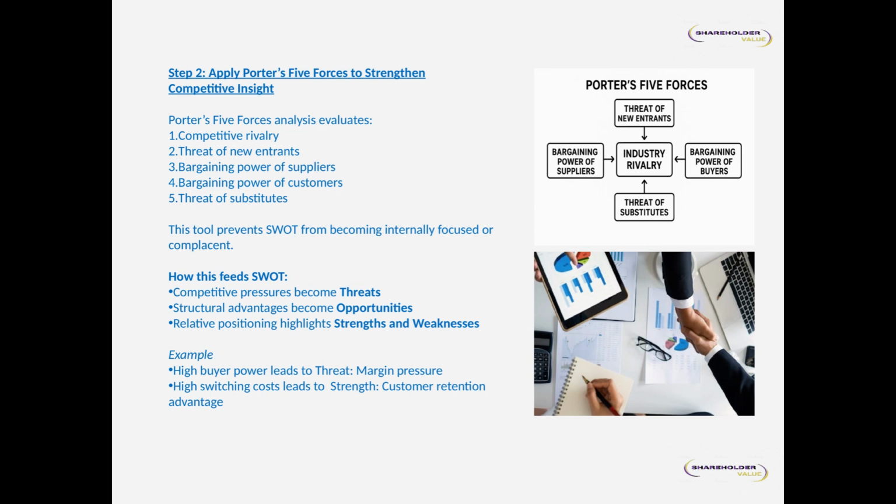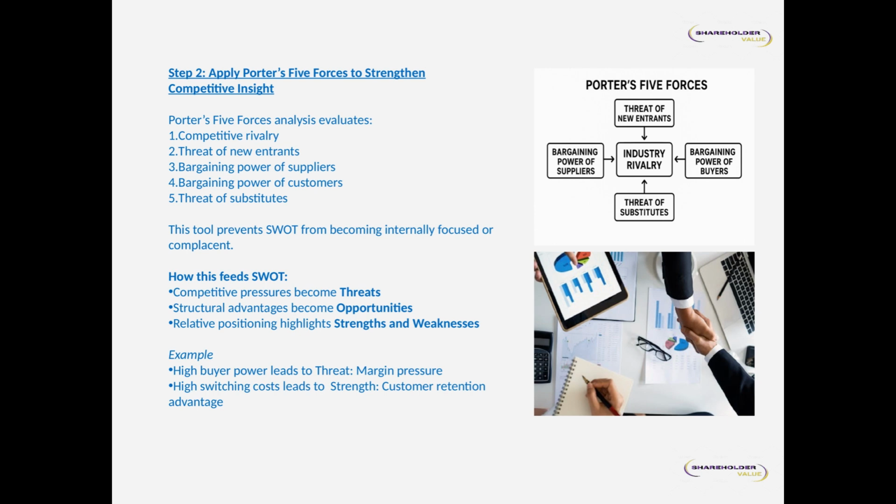Porter's 5 Forces helps us understand the competitive landscape by looking at 5 key areas: the rivalry among current competitors, the threat posed by new entrants entering the market, the power suppliers have over the company, the power that customers hold, and the threat of substitute products or services. This analysis keeps our SWOT from focusing only inward, making sure we consider external pressures as well. When we bring these forces into our SWOT framework, competitive pressures identified become threats, and any structural advantages gained become opportunities.